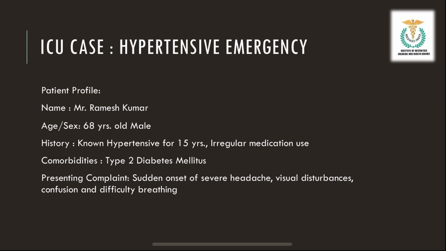Today he presents with symptoms that are red flags: severe headache, blurred vision, confusion, and breathlessness. So what could be going wrong here with these symptoms? Maybe it is hypertensive encephalopathy, stroke, pulmonary edema, cardiac strain. These symptoms suggest that multiple organ systems might be involved, especially the brain and heart. So we are already thinking in terms of hypertensive emergency rather than just high BP. So this is the first, the patient profile.